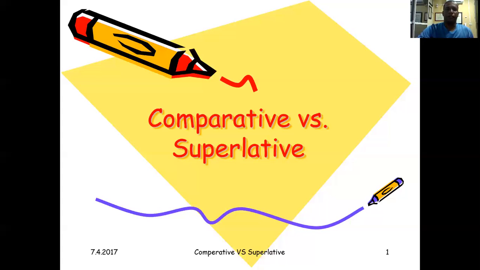For adjectives that have more than two syllables, you must add, right at the beginning of the adjective, more.